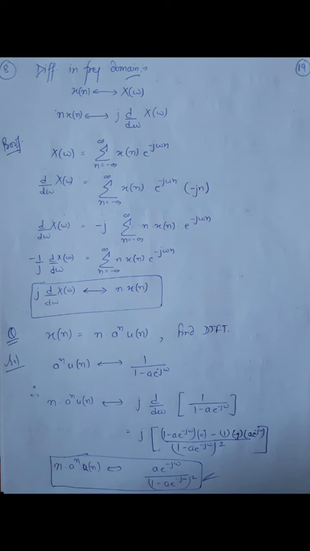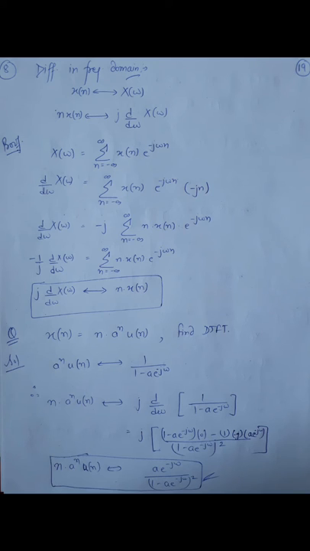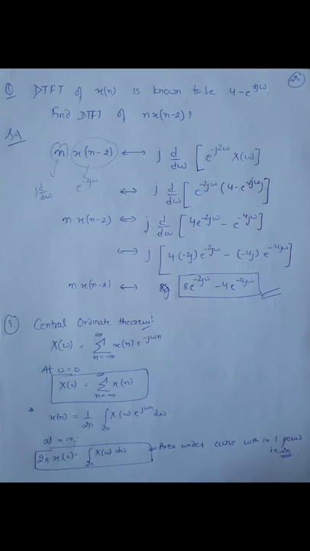So d by d omega of 1 upon 1 minus a e raised to power minus j omega will result in the square of the lower factor, lower factor as it is, times derivative of upper part, minus upper as it is, times derivative of lower part. So we will get a e raised to power minus j omega upon (1 minus a e raised to power minus j omega) whole square.